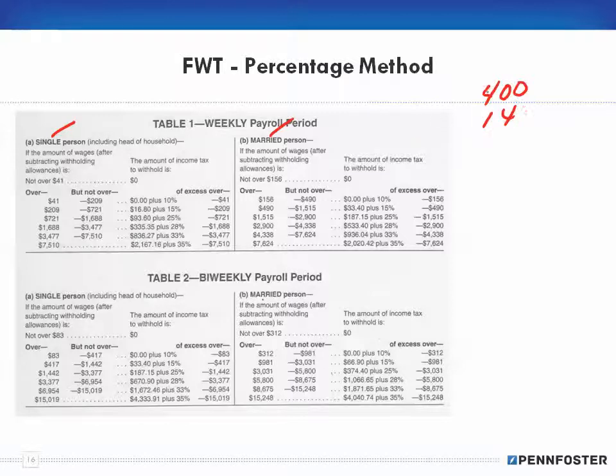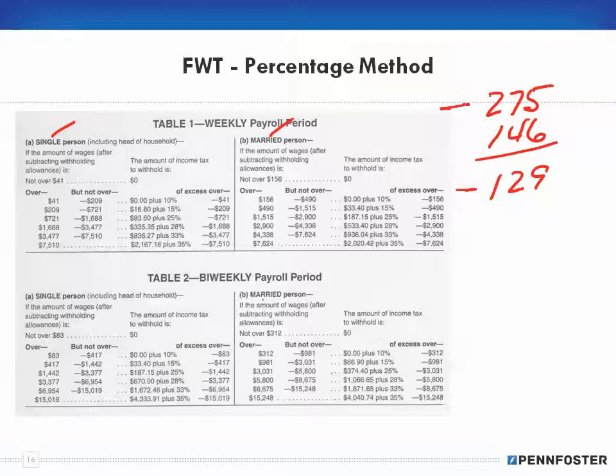Okay, I'm doing this in my head here. So let's say I was paid $275 for the week, and I have 2 allowances. So I have to take out the 2 allowances first, so I end up with an adjusted 129. It says here, if the amount of wages after subtracting withholding allowance is not over 156, then the amount of income tax to withhold is $0. So if I'm doing the books, I'd have 0 taken out for federal withholding. Nothing would be withheld.